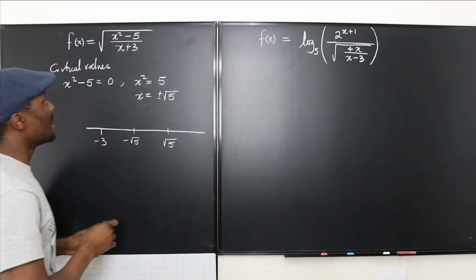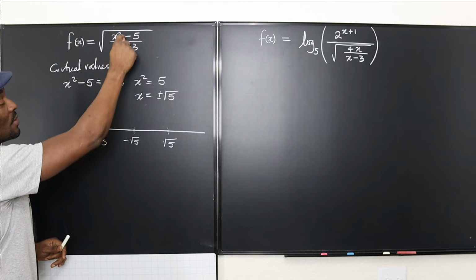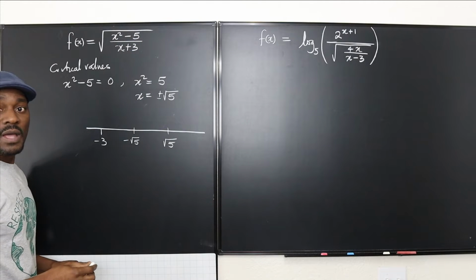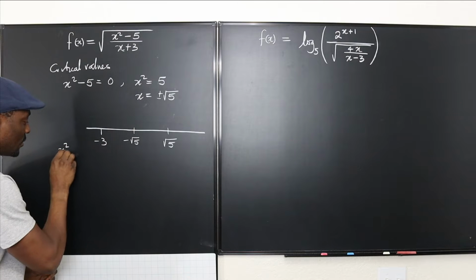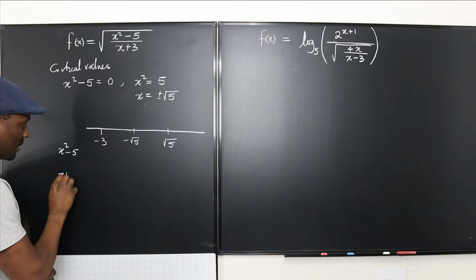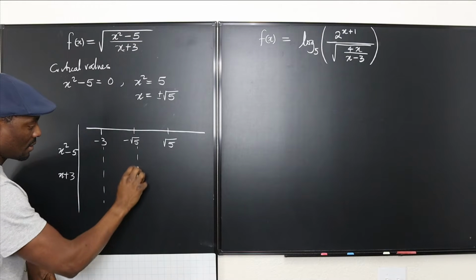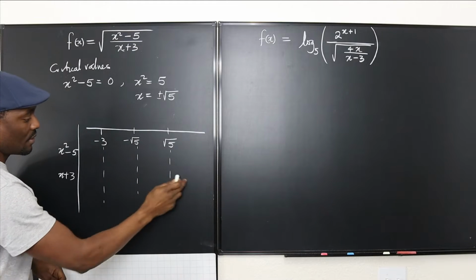So there are two things we need to consider here. We need to consider x squared minus 5 and x plus 3. So I'm going to write x squared minus 5 and x plus 3. We'll see the combinations that we have. So we're going to test 4 regions.